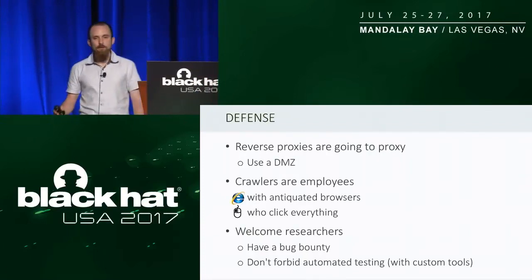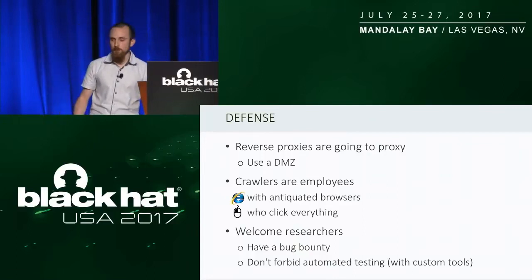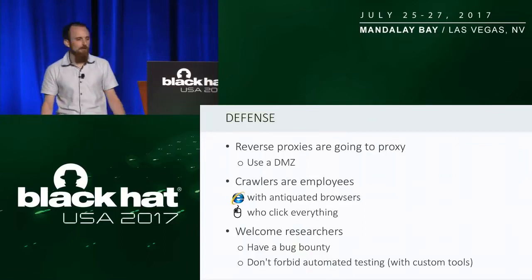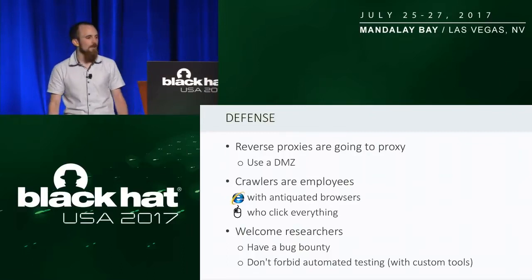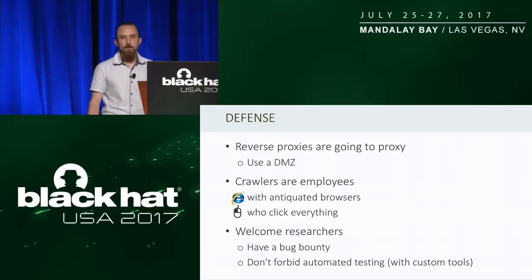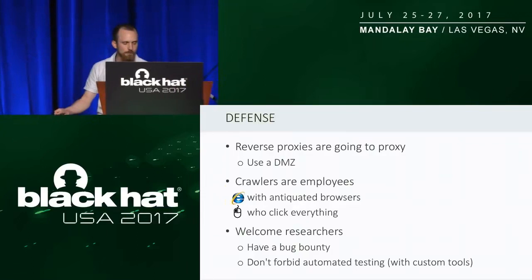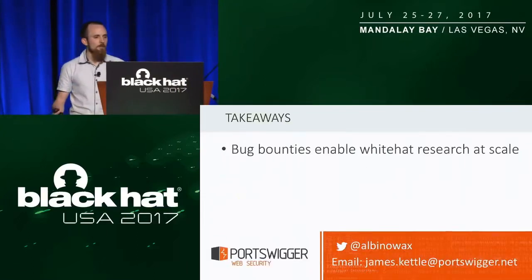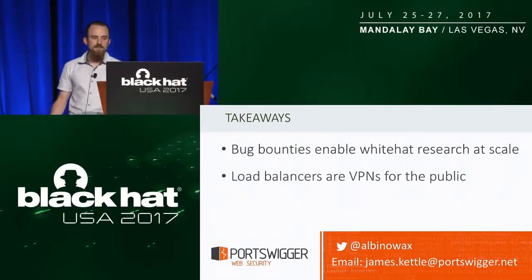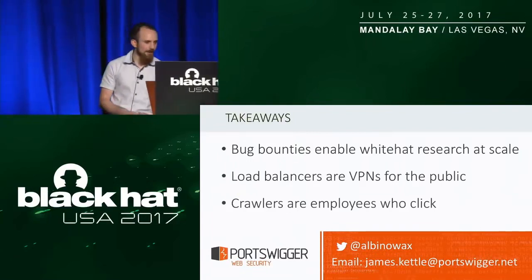I see a lot of bug bounty programs that forbid automated testing, and I understand they're probably doing that because otherwise they get flooded with traffic by people scanning them with Acunetix and Burp millions of times. So what I'd recommend doing is saying, please don't use off-the-shelf tools on our website, but still allowing the use of custom tools. So the three key takeaways are that bug bounties enable white hat research at scale, load balancers are VPNs for the public, and crawlers are employees who click.